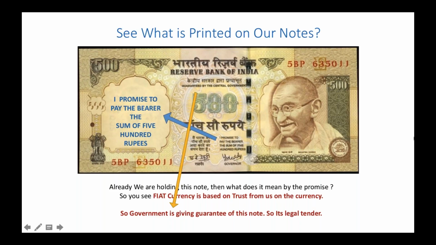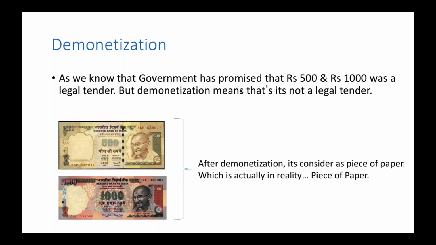That's what is called an IOU, which in simple terms means a promise, nothing. And who is guaranteeing this 500 rupees is the central government, which simply means that when the government guarantees anything here, it becomes a legal tender. That is, we can use it as a medium of exchange.